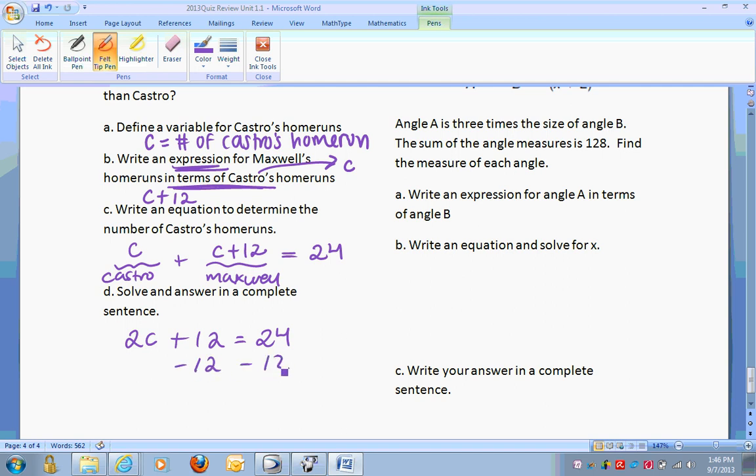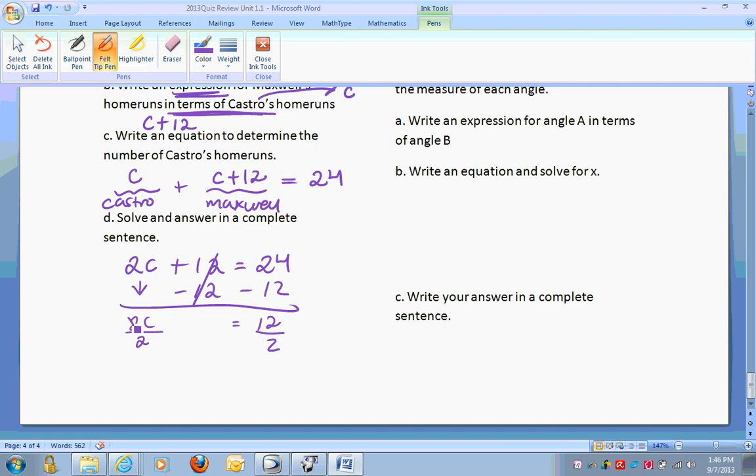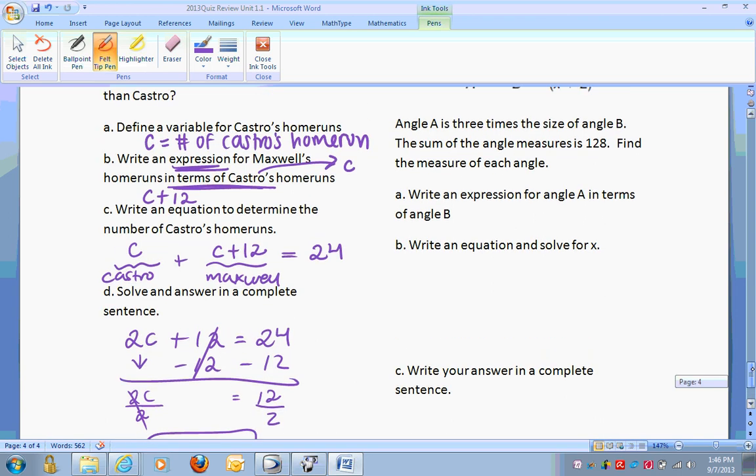Then I'm going to subtract 12 from both sides, and I bring down my 2c. And 24 minus 12 is 12. Then we have to divide by 2, and c equals 6. So if Castro's home runs was 6 and Maxwell is 12 more than that, Maxwell hit 18. And we can double check by making sure that those two numbers add up to 24, and they do. So that's the answer to number 15.